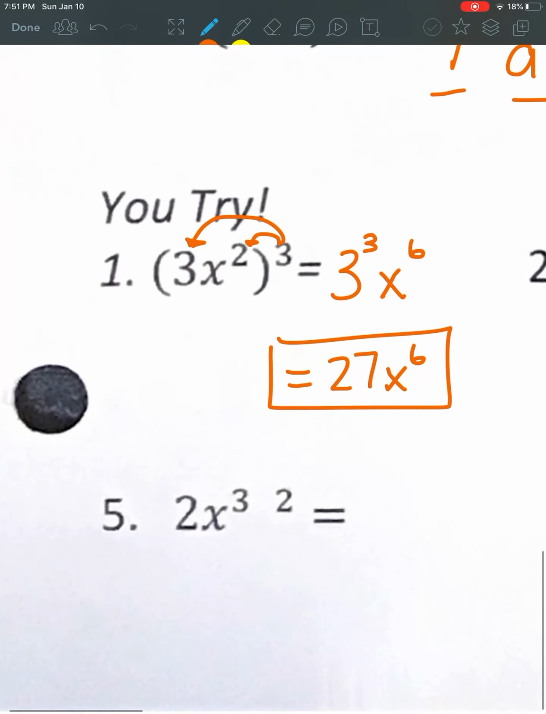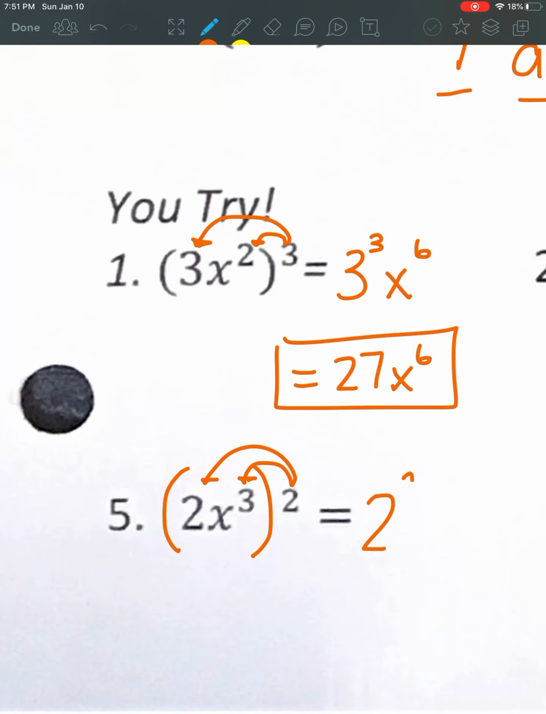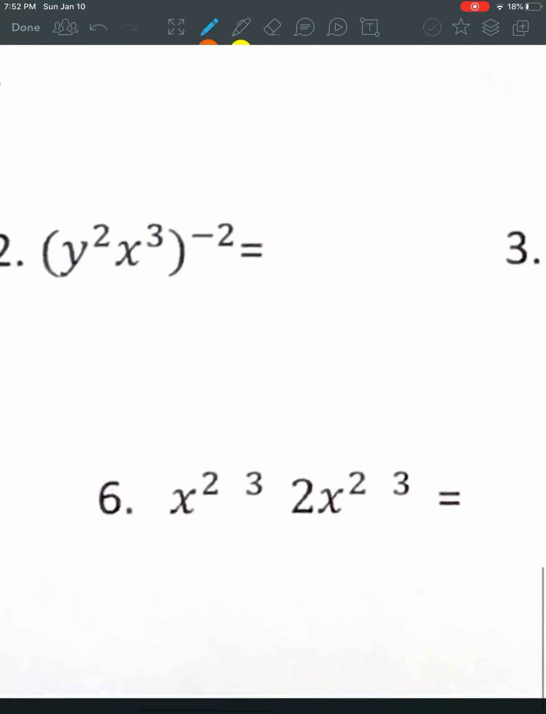Number 5. Ooh, lots of these are missing parentheses. I apologize. There we go. So the power of 2 goes to the 2 and the x cubed. So we get 2 squared x to the 6th. So 2 squared is the same thing as 4x to the 6th power.